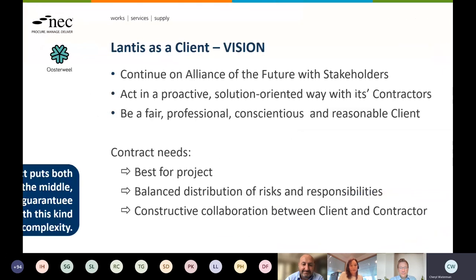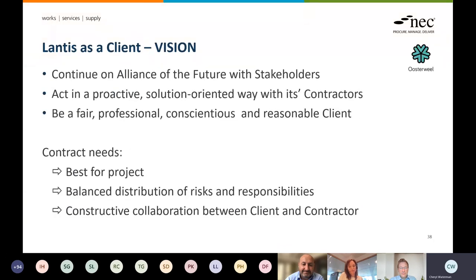Next, we asked ourselves what kind of client we want to be as Lantis. We said we have an alliance of the future with stakeholders on the side of the city and with citizen organizations. And it's the same kind of alliance that we would like to create with our contractors. We want to be proactive and solution oriented, because with the strict time and budget, we can't afford ending up with claims and conflicts. And we want to be a fair, professional and reasonable client. Therefore, we needed a contract with a best-for-project mentality that would give us a balanced distribution of risk and responsibilities. And we needed a contract that enhances collaboration between parties instead of driving conflicts and claims.